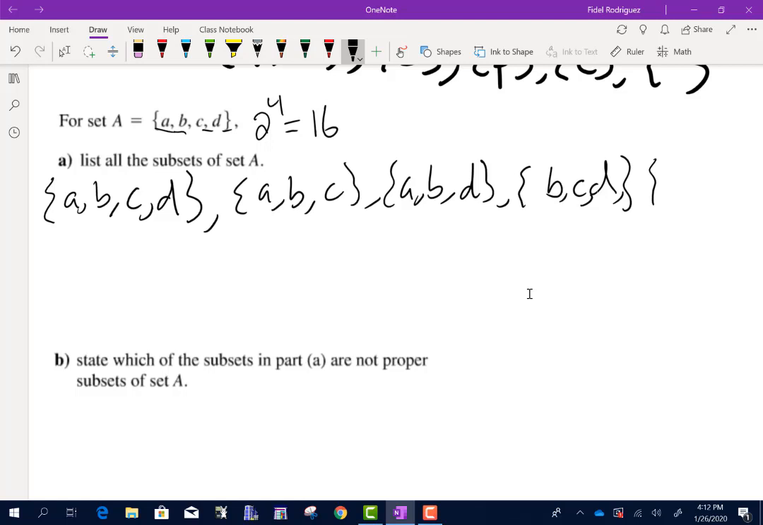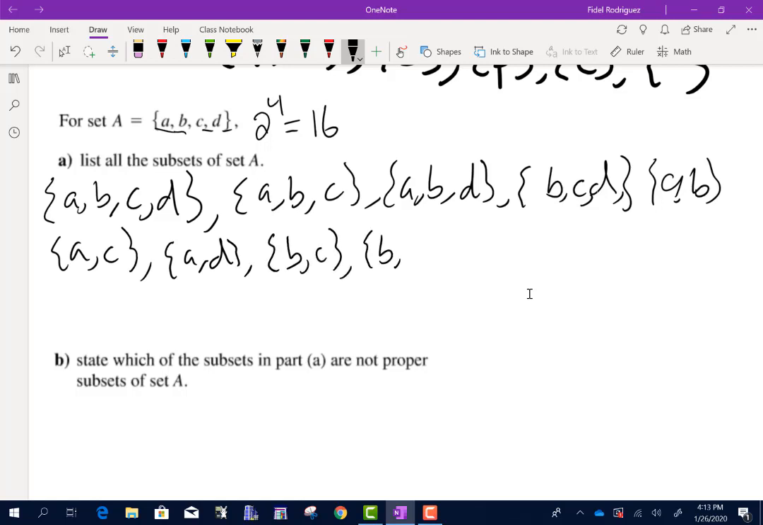Let's see, I have A, B, C, A, B, D, B, C, D. Do I already have A, B, D? Do I have B? I think that's it. That might be it for the 3s. Let's go for the 2s. We'll find out right now. A and B, A and C, A and D. Let's see, B and C, B and D.